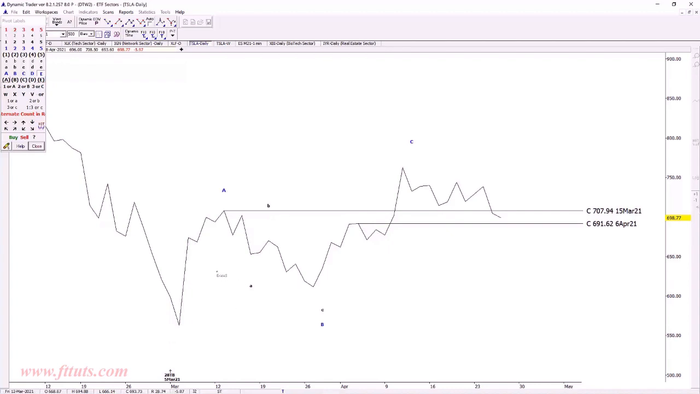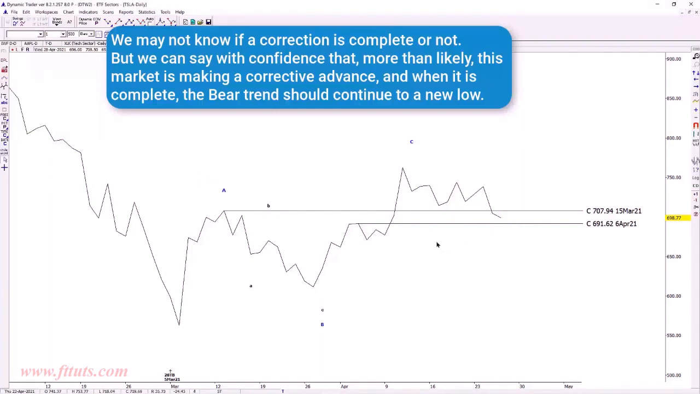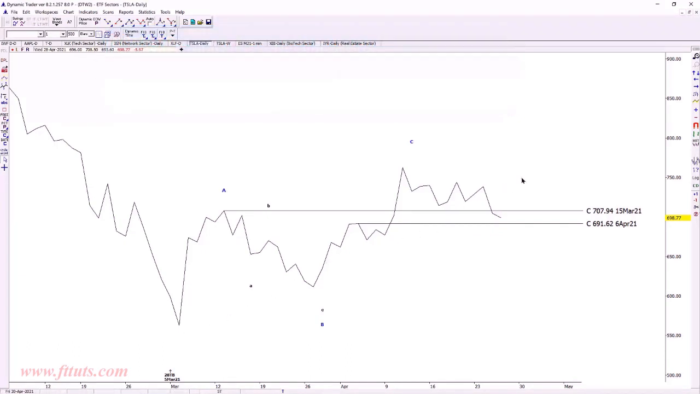What we can say, and here's the language that I use, is that as of the last bar of the chart, as of the last day on this chart, more than likely, coming up from the early March low, Tesla is making a correction within a bear trend, and when the correction is complete, the bear trend will continue to a new extreme. That would, in this case, mean a new low.